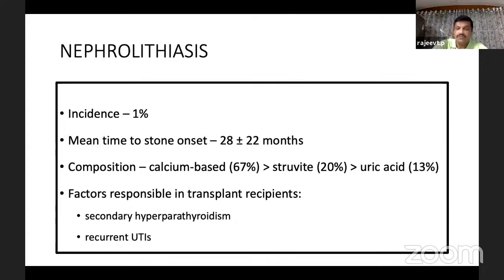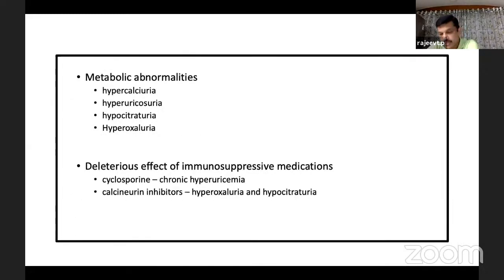Factors which are responsible for the development of stones in transplant recipients are basically secondary hyperparathyroidism and recurrent UTIs. Then it may be because of metabolic abnormalities like hypercalciuria, hyperuricosuria, hypocitraturia, or hyperoxaluria. It can even be due to the deleterious effect of immunosuppressive medications, because cyclosporin can result in chronic hyperuricemia. Calcineurin inhibitors can lead to hyperoxaluria and hypocitraturia. So these are the various factors which cause stones in transplant recipients.